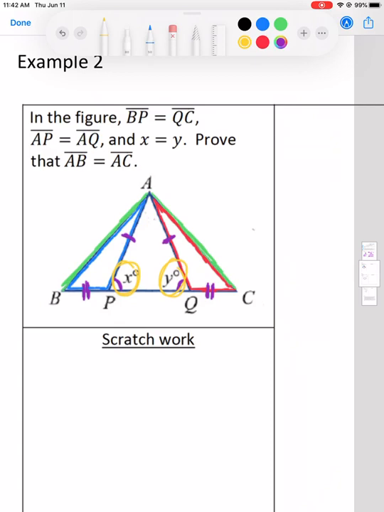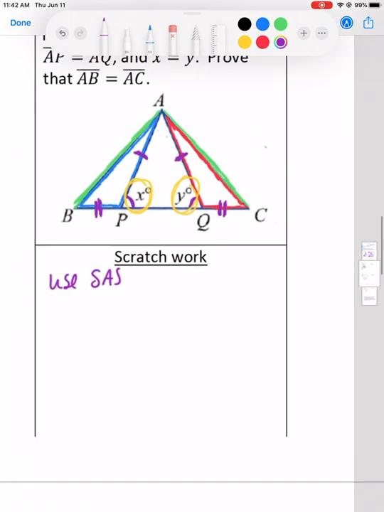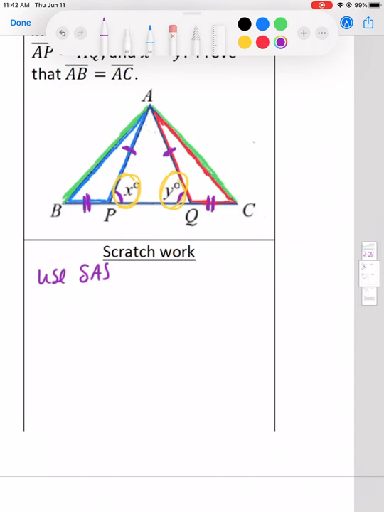So my thoughts here, as I write them down, are to use side angle side. And I have the two sides that are the same, but the angles are the tricky part. Okay. Since x equals y, I can show that the two supplements are equal. Let's name them A and B. I need to show that A equals B. Once I show that A equals B, then I can say that I have my angle correspondence for side angle side. The other two sides for side angle side were given to me. Okay.